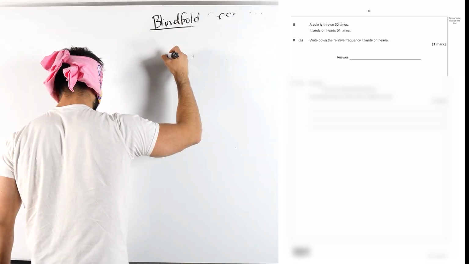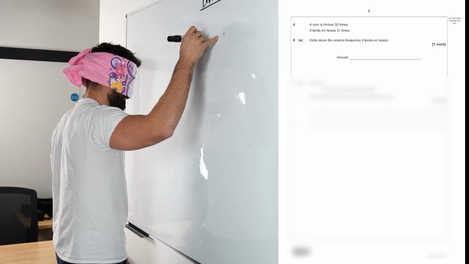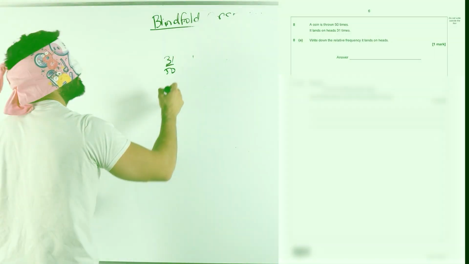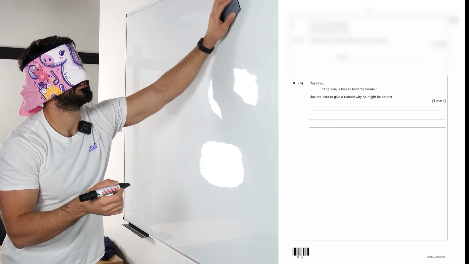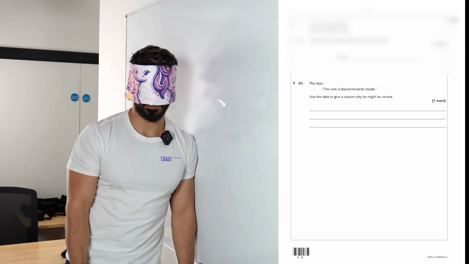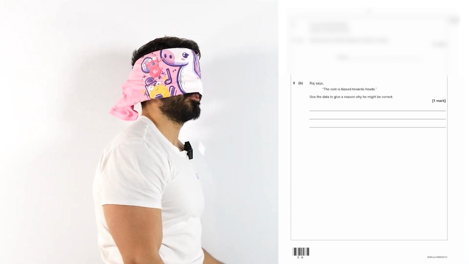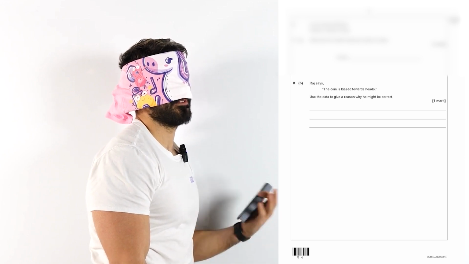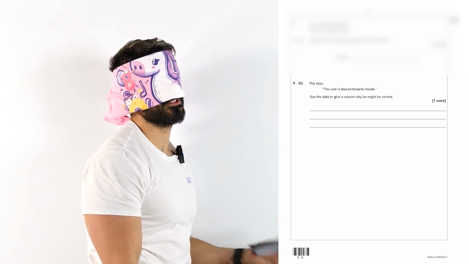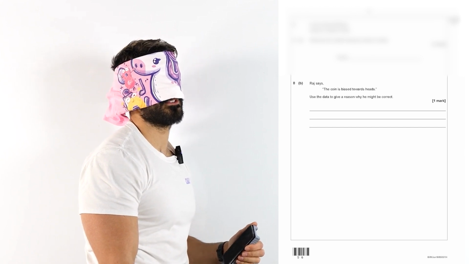A coin is thrown 50 times. It lands on heads 31 times. Write down the relative frequency it lands on heads. 31 out of 50. And then there's a part B. Raj says the coin is biased towards heads. Use data to give a reason why he might be correct. If it was a fair coin, you would expect to get 25 heads. Because we got 31, that's greater than 25. That's why we might be able to say that it's biased.